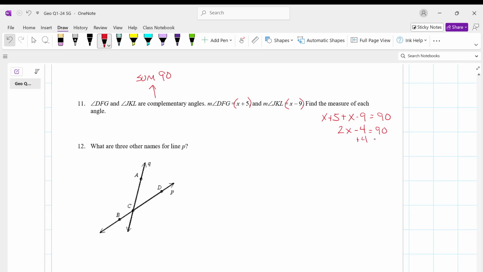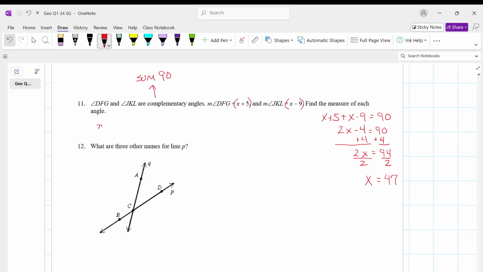Add 4 to each side. So our 2x equals 94. And we're going to divide by 2. So our x equals 47. Not degrees, just x equals 47. We need to find the measure of each angle.